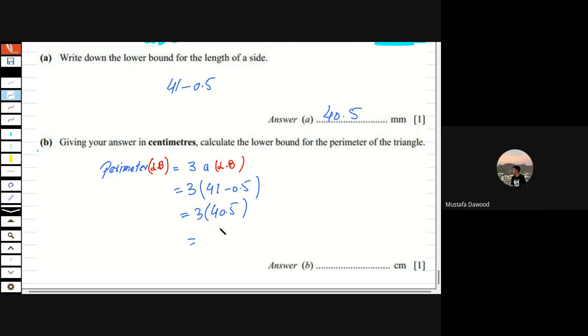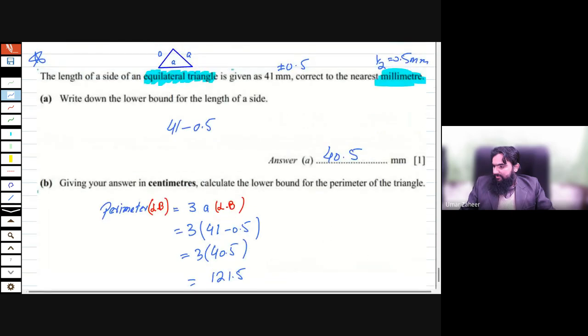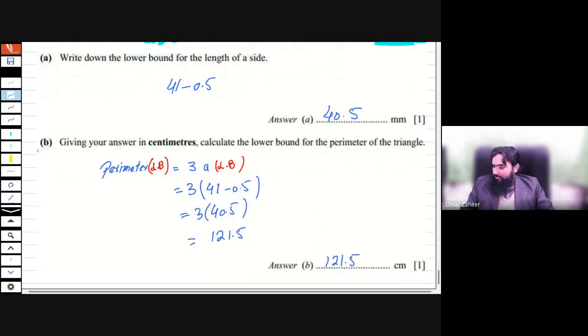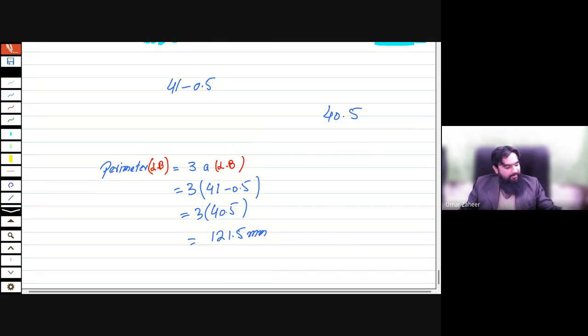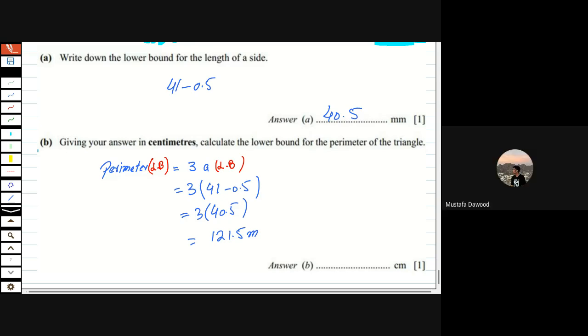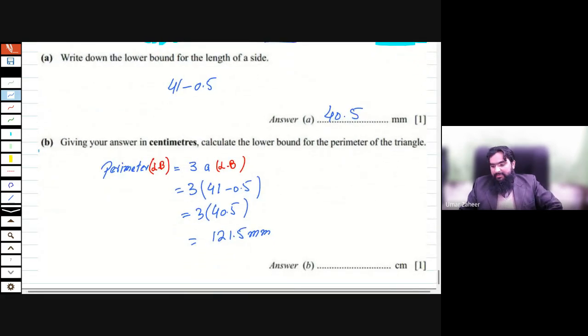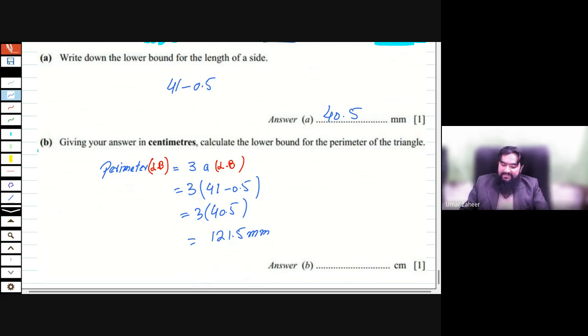121.5. No, it is not in centimeters. We are going to get the answer in millimeters because our values are in millimeters: 41 millimeters and 0.5 millimeter. So obviously we get the answer in millimeters as well, but we have to give the answer in centimeters.